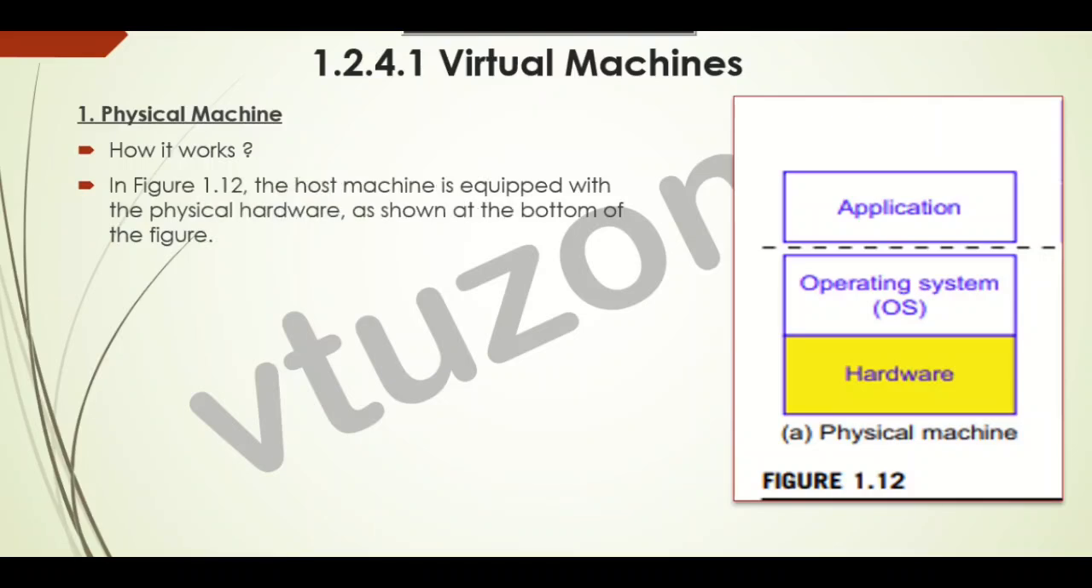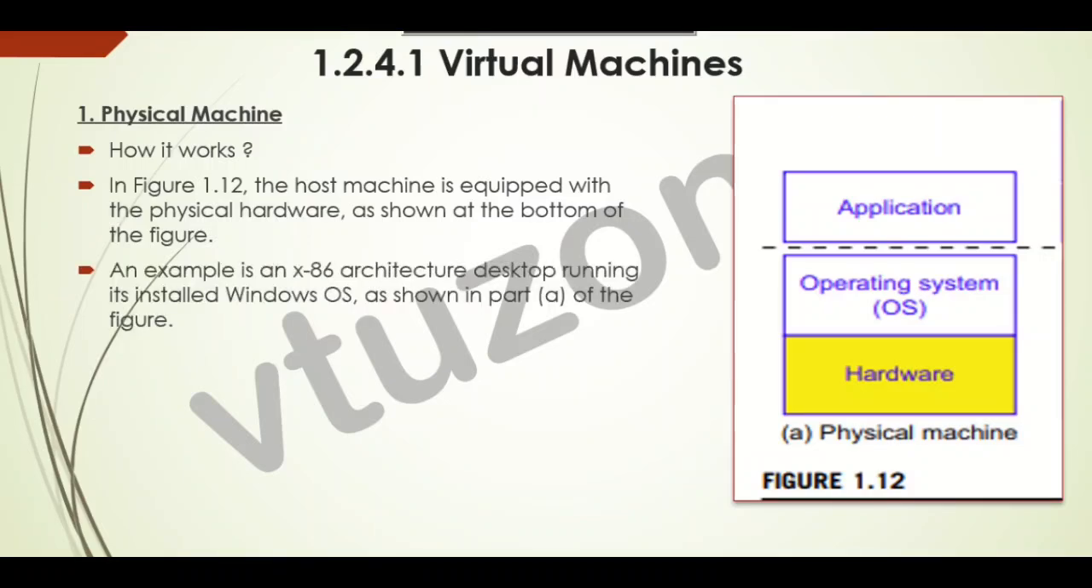See, in the figure, the host machine is equipped with physical hardware as shown at the bottom of the figure. As we have seen in the diagram, the real computer has actual physical components like a processor, memory and storage. A common example is a Windows computer with x86 processors like Intel or AMD. Next, a virtual machine can be provisioned for any hardware system. That is, a virtual machine can be created to act like any type of computer.